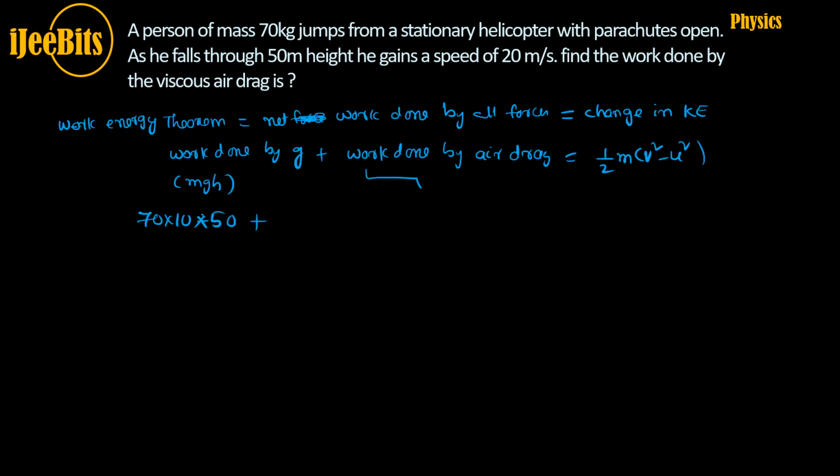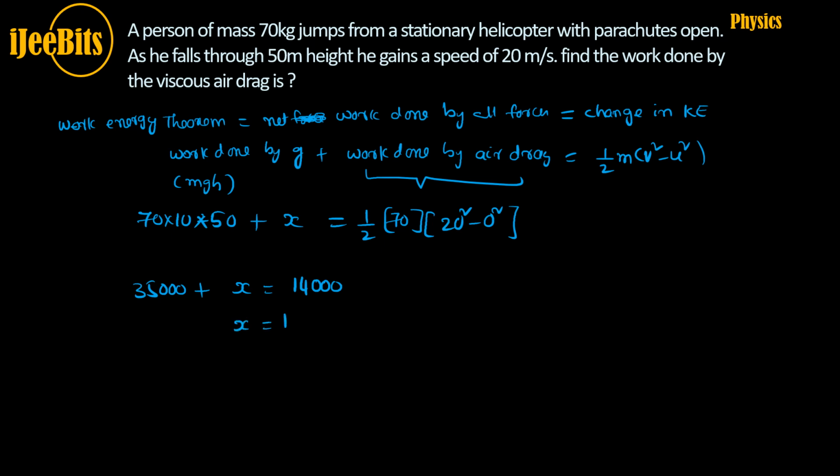Plus, let's say the work done by air drag is called X. X equal to half m v square, so what is the m value? 70. And v square is 20 square minus 0 square, since initially it is at rest. So 35,000 plus X equal to 14,000, correct? So X equals 14,000 minus 35,000, which implies minus 21,000. So minus 21,000 joules is the work done. That would be your answer.